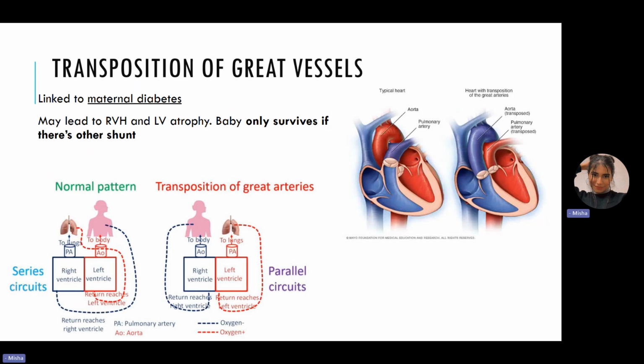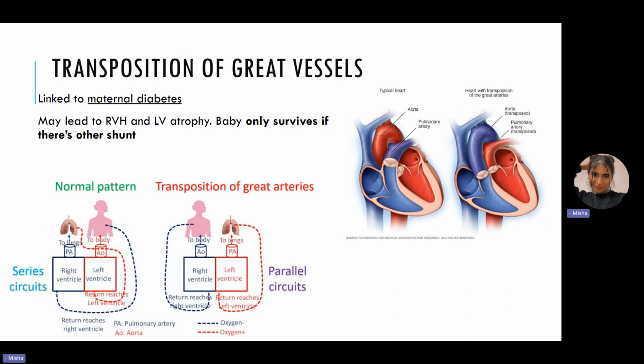This is very, very important. You need to know that transposition of great vessels can be seen in maternal diabetes. Okay. Now, this can lead to right ventricular hypertrophy and left ventricular atrophy. Why? Think about it. The aorta is moving into the right ventricle, and we need a lot of pressure to move blood into the aorta.